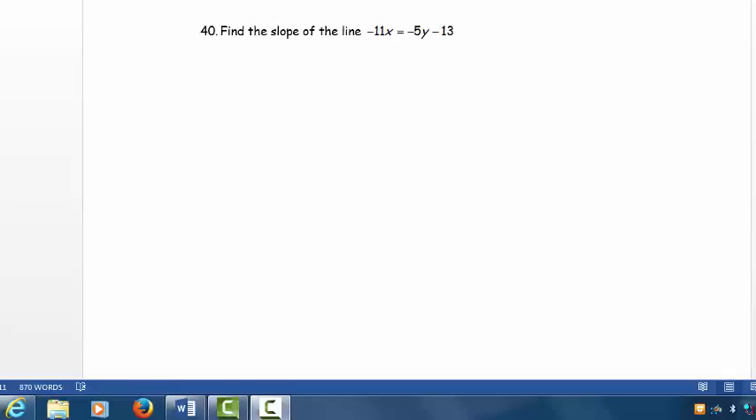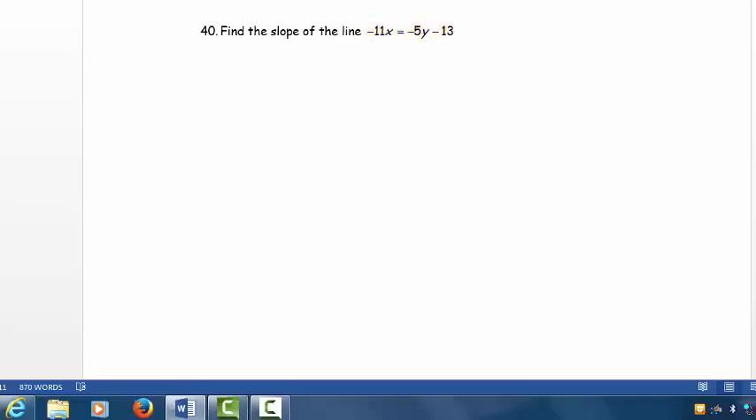Math 082 Practice Final Exam Review Problems 40, 41, 42, and 43. We are going to find the slope of this given line, and we will do so by converting this equation into y equals mx plus b form and then picking out the m value, which is the slope.